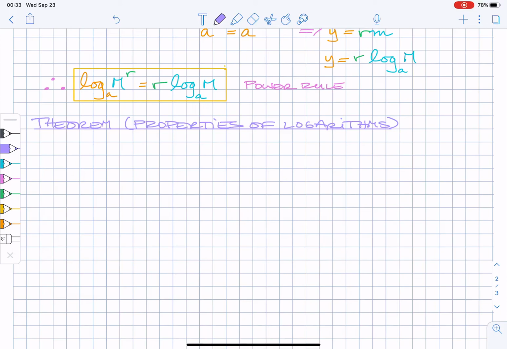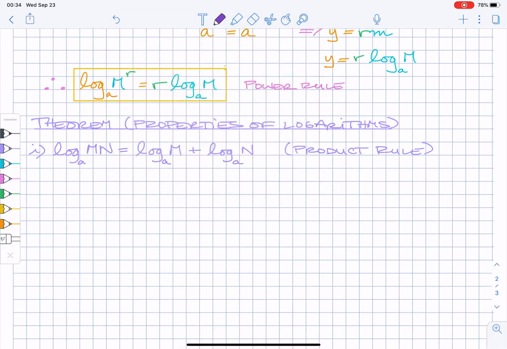Okay, so property number 1 is the product rule. Log base a of m times n is log base a of m plus log base a of n. Okay, so this is the product rule. When you multiply things together, we add.